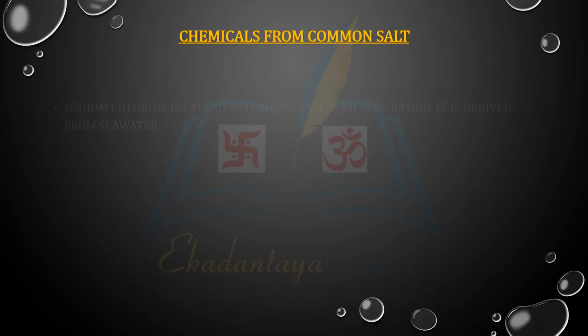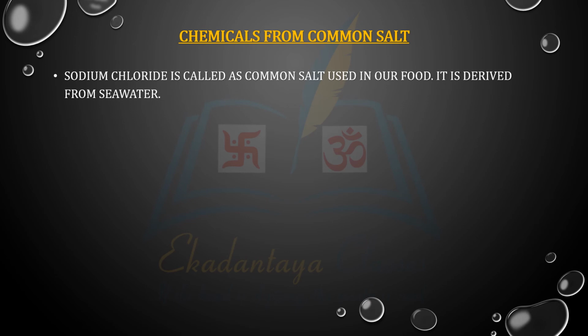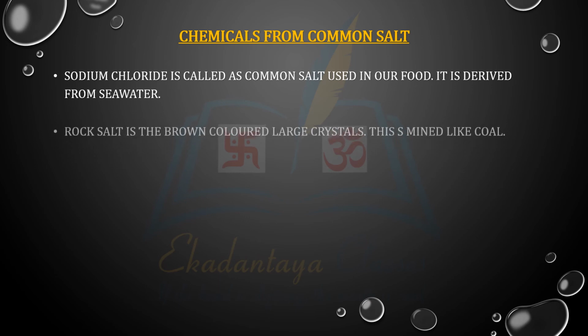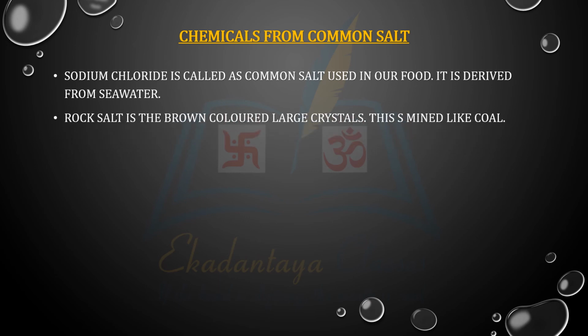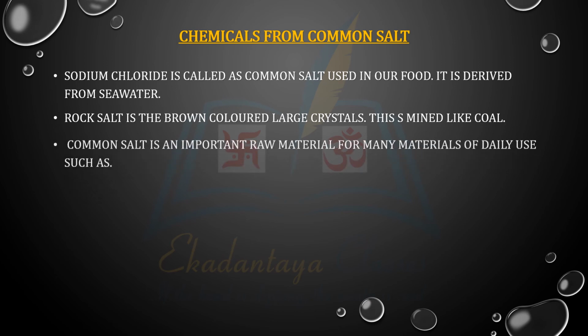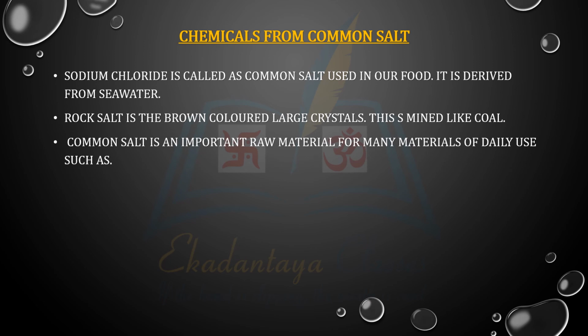Chemicals from common salt. Sodium chloride is a common salt which is used in our food. It is derived from seawater. Rock salt is a brown colored large crystal. Common salt is an important raw material for many materials of daily use, such as sodium hydroxide, washing soda, bleaching powder. This is powder, not power.